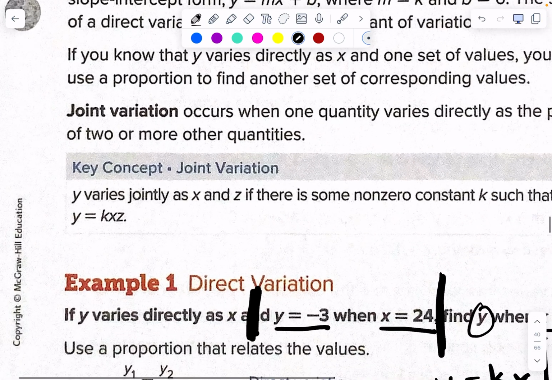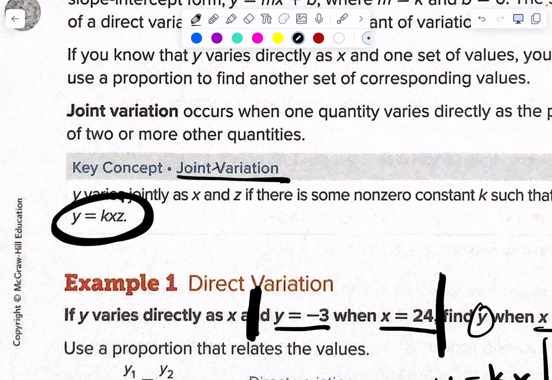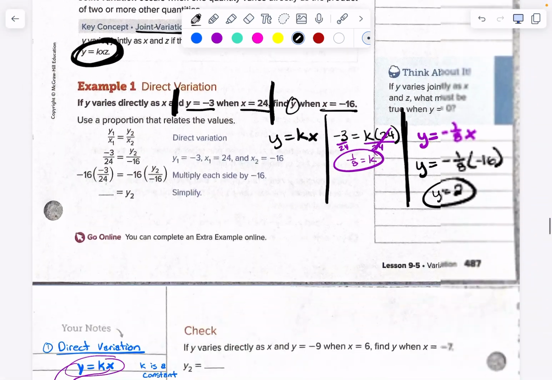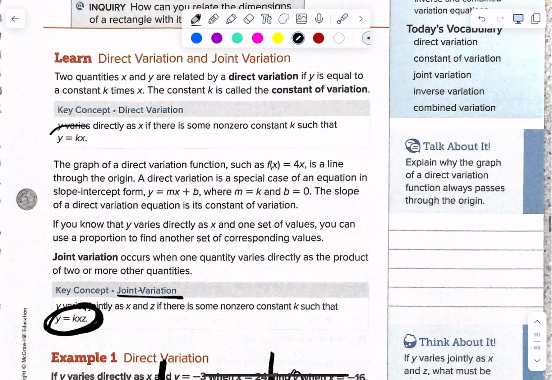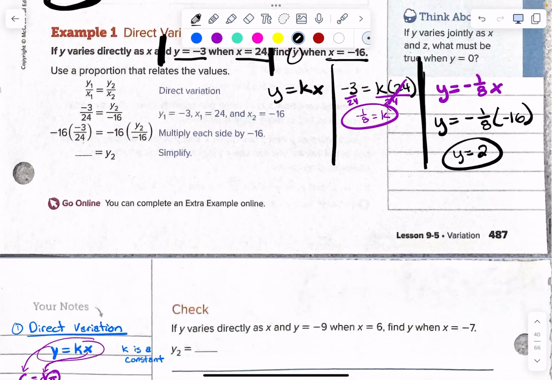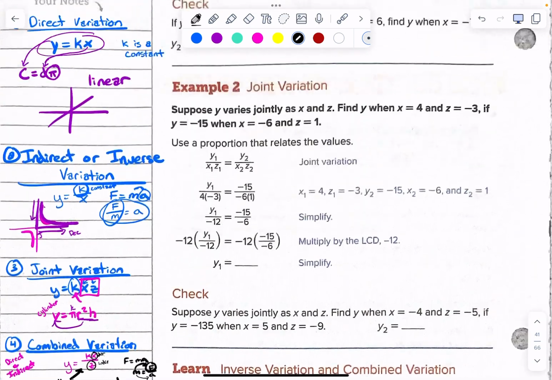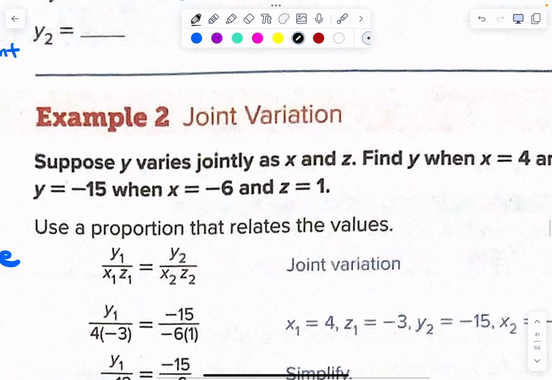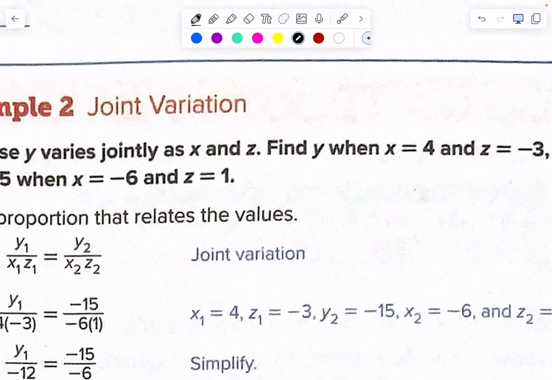Now, they're also right here. This is joint variation, y equals kxz. That's joint. I don't know why they put that one first. But anyway, direct variation is y equals kx. This is direct. This is joint. Okay, all right, example 2. Let's go to example 2. I'll go back to the equations here in a second. Joint variation. All right, we're going to have the same 3 steps.